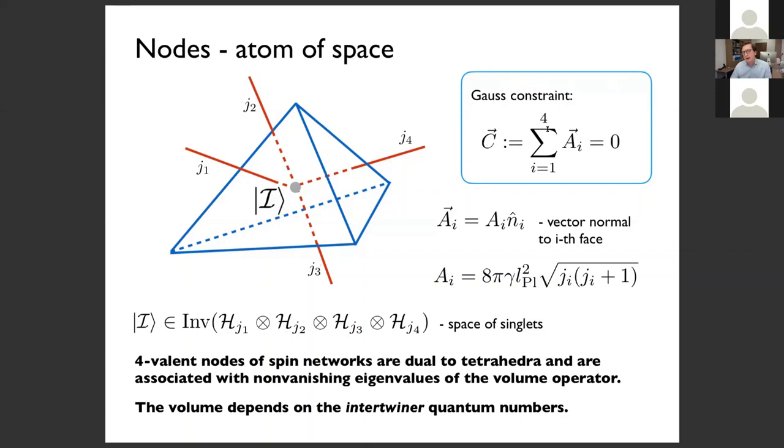And the Gauss constraint is physically related with something that you perhaps know if you learned classical electrodynamics, the Gauss law. The Gauss law tells you that if you have a certain charge at a point, then the divergence of the electric field is proportional to this charge. But if you have no charge, the divergence is zero. So this Gauss constraint is like a discrete version of the Gauss law. It's something very fundamental. And this Gauss law has a beautiful geometric interpretation. Namely, it's a sum of the vectors which are normal to the faces of the tetrahedron, such that they sum to zero and they actually define the tetrahedron.